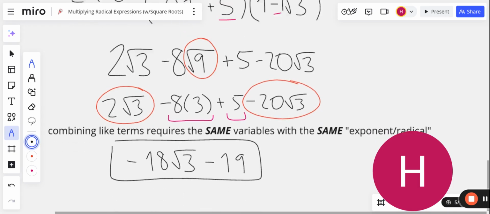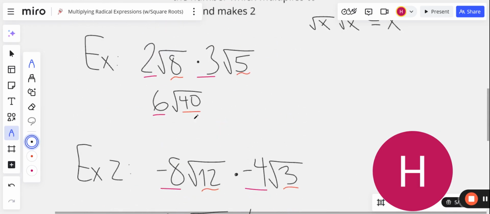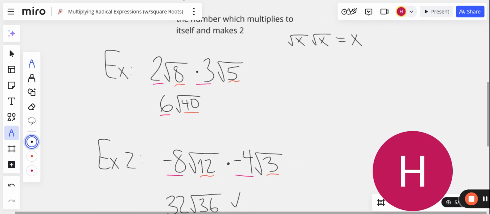Like I said, in the next video, we'll learn how to break down square roots such as this, square root of 40, and even other higher radicals such as cube roots, fourth roots, and so on.